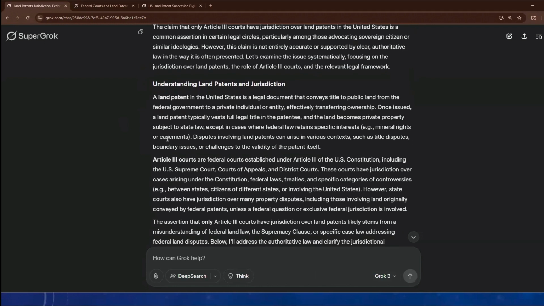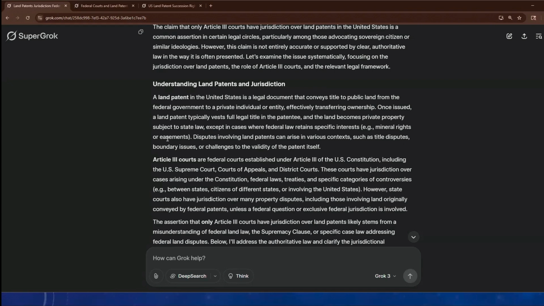Okay. Let's examine the issue systematically, focusing on jurisdiction over land patents, the role of Article 3 courts, and the relevant legal framework. Now, I want to reiterate that this is a little like looking something up on Wikipedia. The way large language models work is that they scan everything they've been trained on, which in this case is the internet, and they look for how often words follow each other. So large language models are a strange beast, and it's worth keeping in mind that they are an amalgamation of thought, including the right and the wrong thoughts that are out there in print.